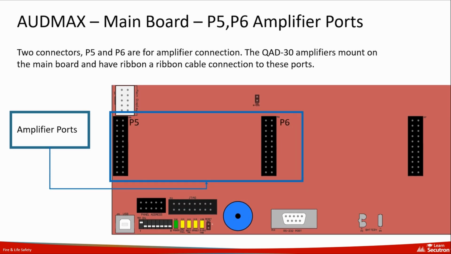The main board includes two dedicated ports, labeled P5 and P6, for connecting amplifiers. These ports are designed to support the QAD30 amplifiers, which mount directly onto the main board. Ribbon cables provide the connection between the amplifiers and the ports, ensuring reliable power and data transfer. Proper configuration of these ports is needed for audio output.